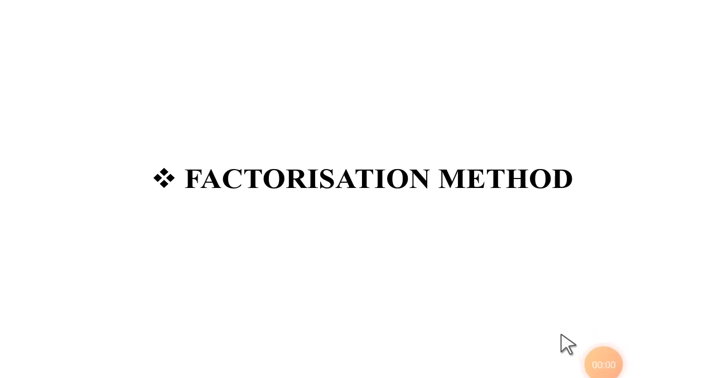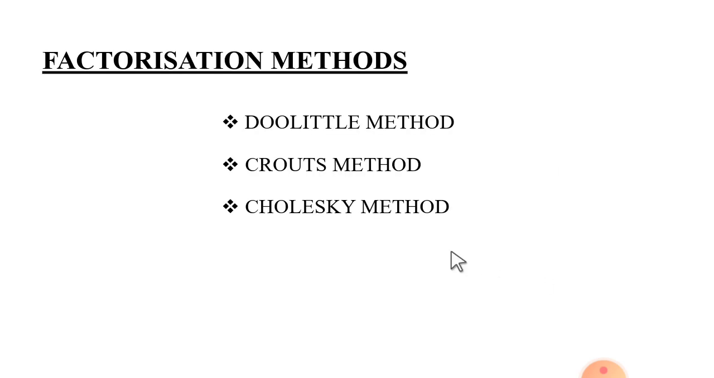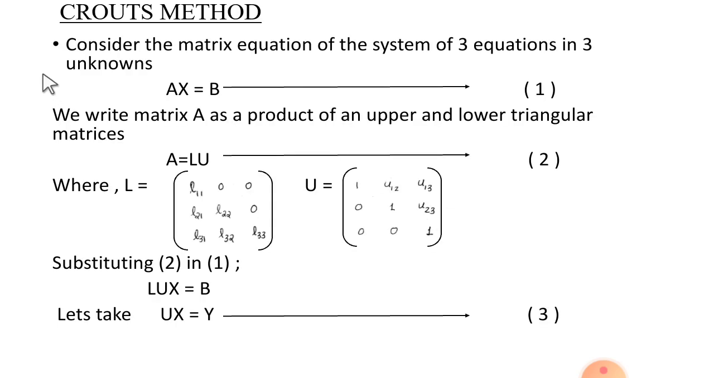So today we are going to learn factorization methods. In the previous class we learned about the first factorization method, that is the Doolittle method. Now we have to learn about Crout's method and Cholesky's method. So these are the factorization methods: Doolittle method, Crout's and Cholesky method. Today we are going to learn about these two methods.